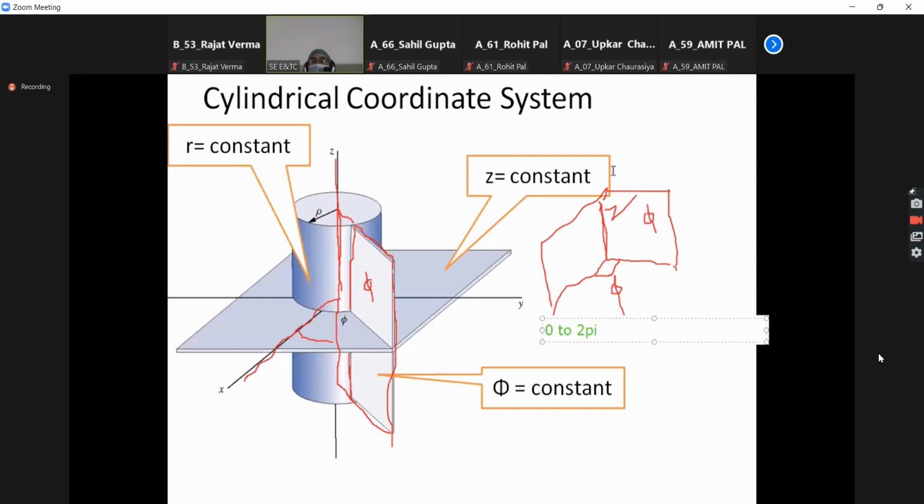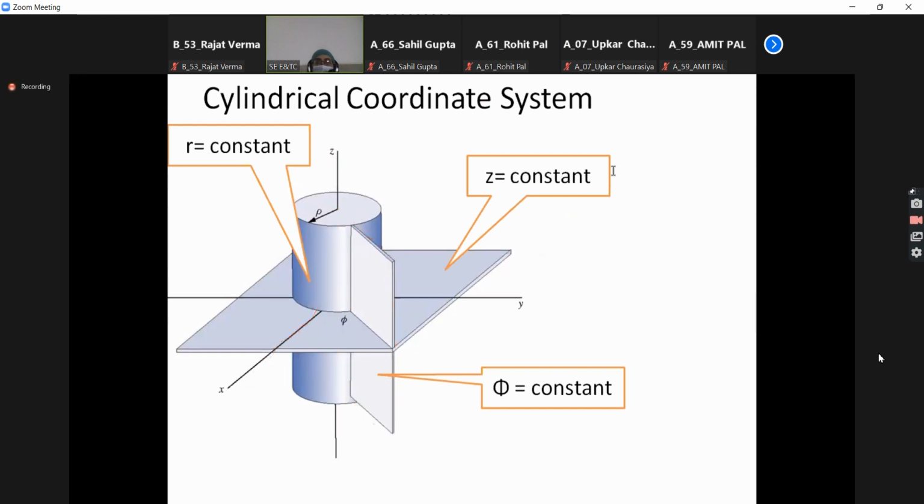So these are the 3 planes in the cylindrical coordinate system. Okay. Ma'am, can you again explain that for the z is equal to constant plane?